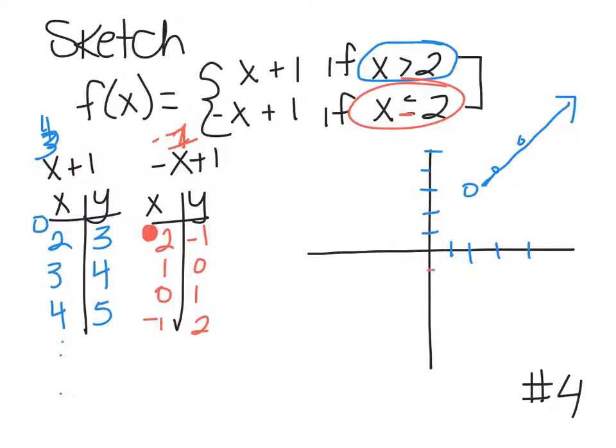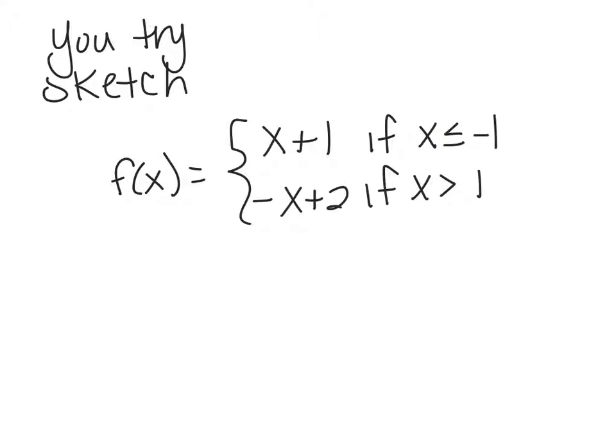So at 2, -1 is a closed circle. 1, 0, 0, 1, -1, 2. So you can see the pattern is going in that direction. So I have 2 separate graphs on one coordinate plane. You try this one.